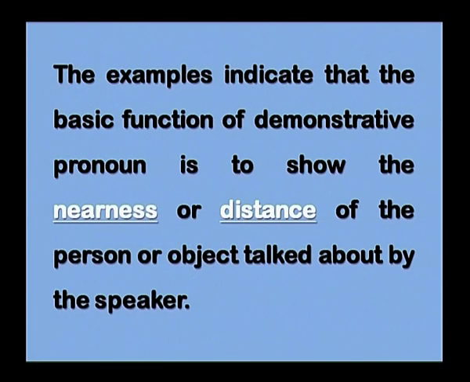The examples indicate that the basic function of a demonstrative pronoun is to show the nearness or distance of the person or object talked about by the speaker.